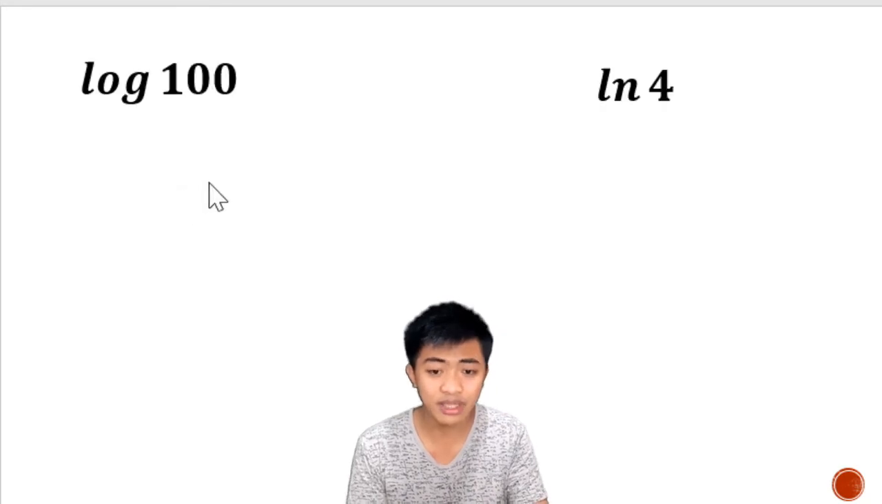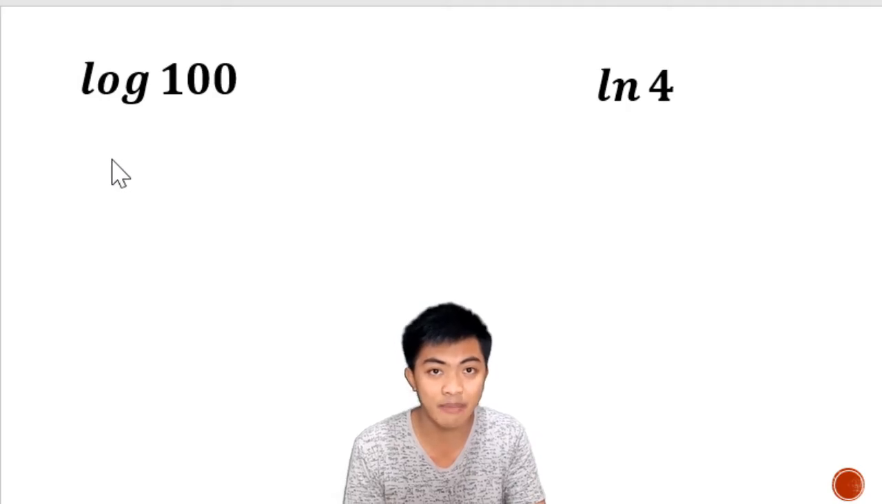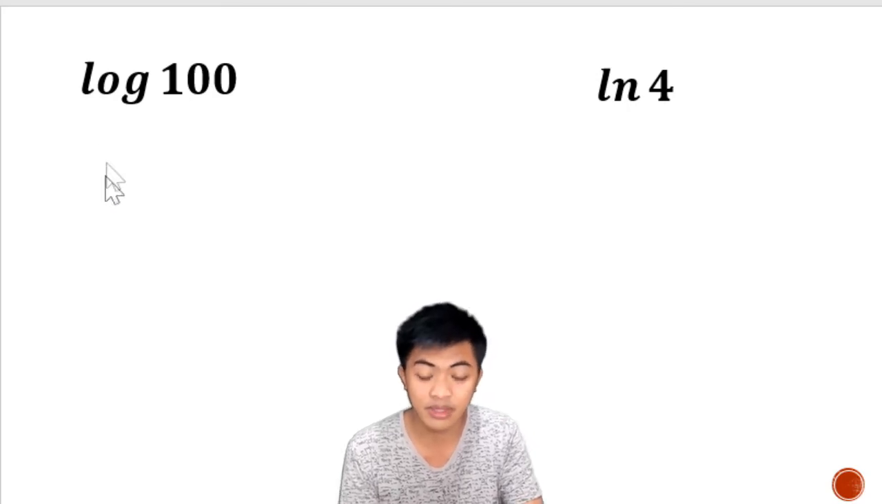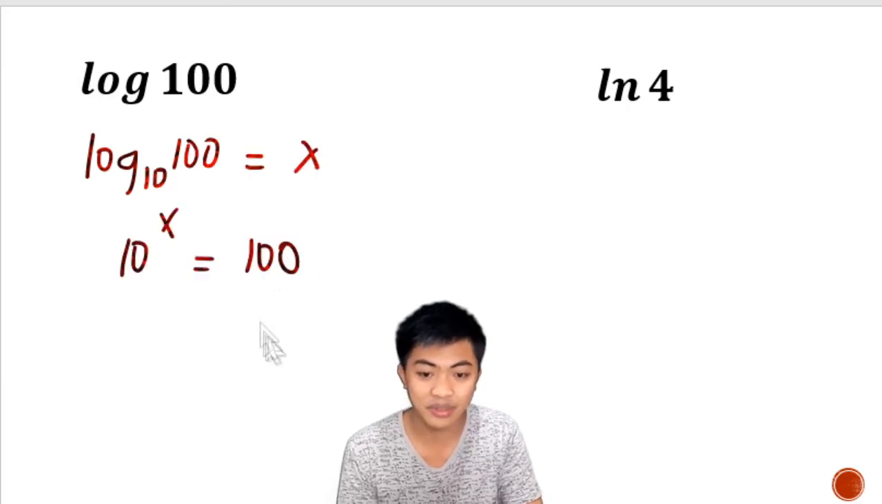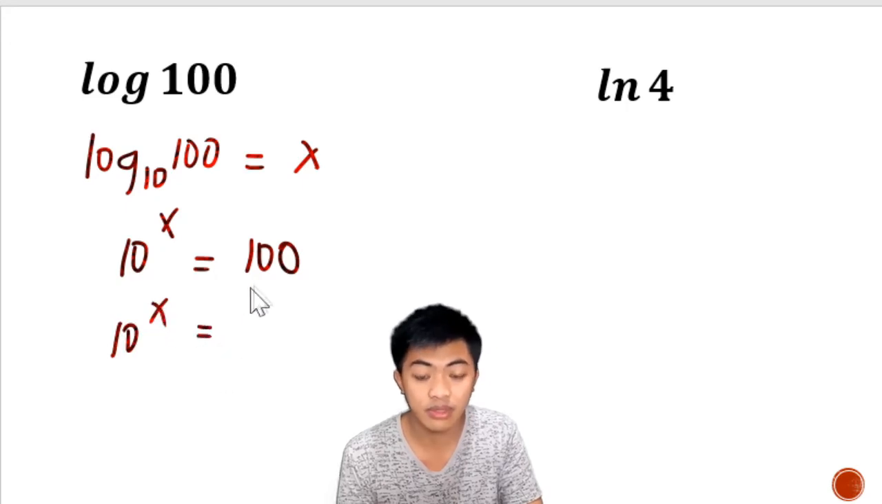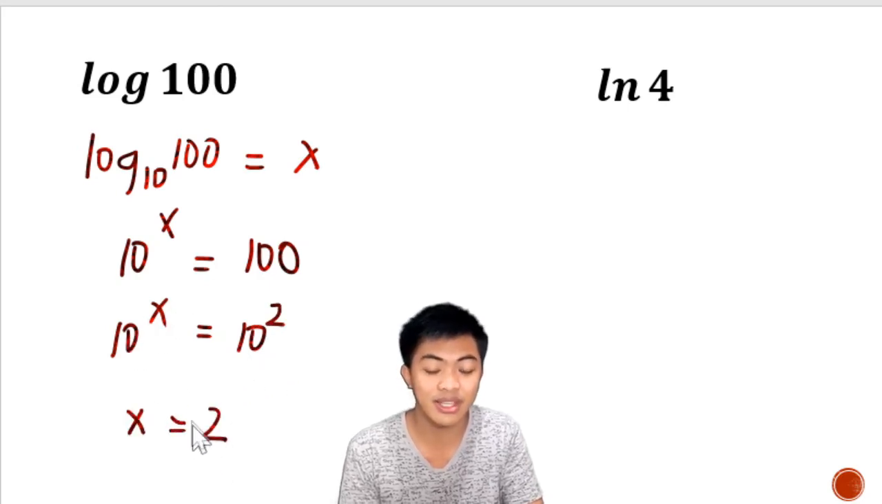So next, logarithm of 100. Now this is kind of weird because it doesn't have a base. But if we're talking about logarithms and there is no indicated base, the base is 10. So the default base is 10. So we can rewrite this as logarithm of 100 to the base 10. Equate it to x. We solve for x. We can rewrite 100 in a way the base is 10. So that is 10 squared. Now the bases are the same. We can now equate the exponents. So logarithm of 100 is 2.